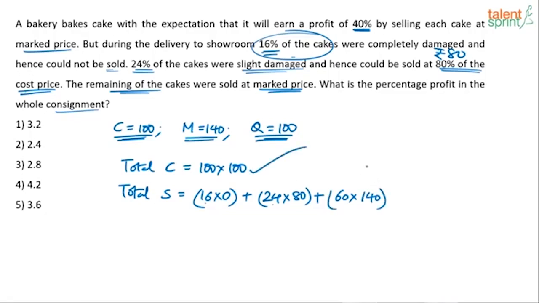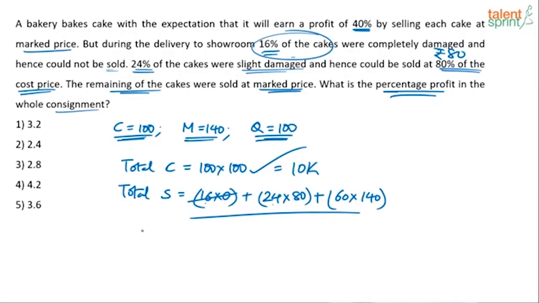You know the total cost price is 10,000. You can find out the total selling price from this. Then you know what the percentage profit is. Yes or no? Do that. Find this out. This is 0.24 into 80, 6 into 40. Let me directly get the profit.